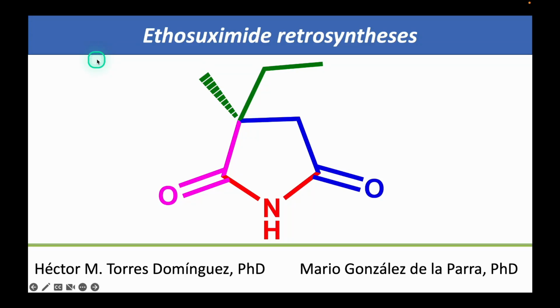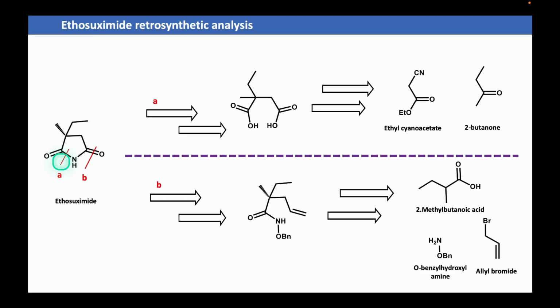Hello. In this video, we present two retrosyntheses of ethosuximide, an antiepileptic drug. In retrosynthesis A, the imide functional group of the heterocycle is considered as a retron, and the disconnections associated with its preparation generate disubstituted succinic acid as a key intermediate.